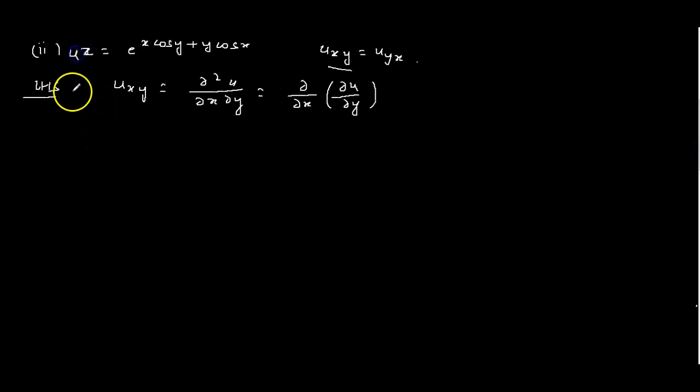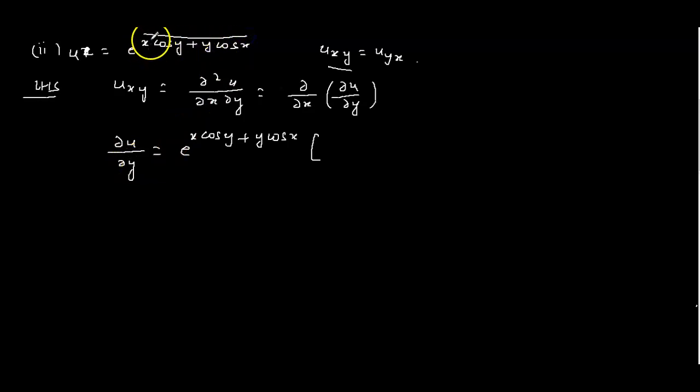So this is u, or z, anything. So we differentiate this u with respect to y. e to the power of anything, differentiation is e to the power as it is only, times the derivative of x cos y plus y cos of x. Now this part we need to differentiate with respect to y. So x is constant here, cos y differentiation is minus sin y, plus this one with respect to y. So cos of x is the constant and y differentiation is 1.